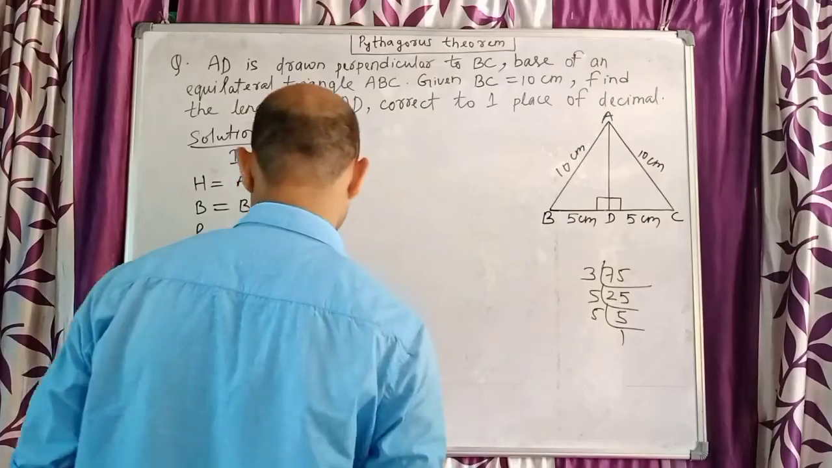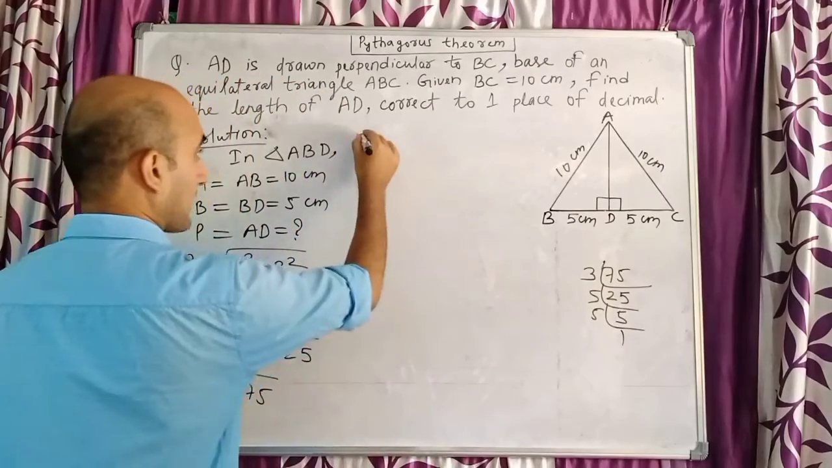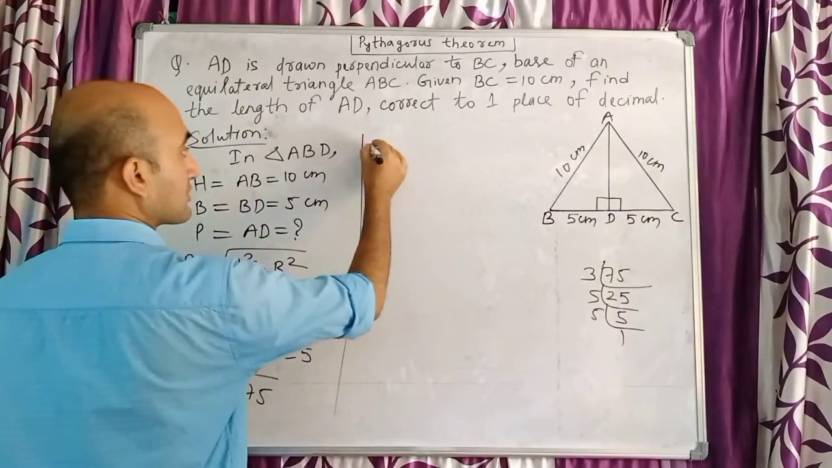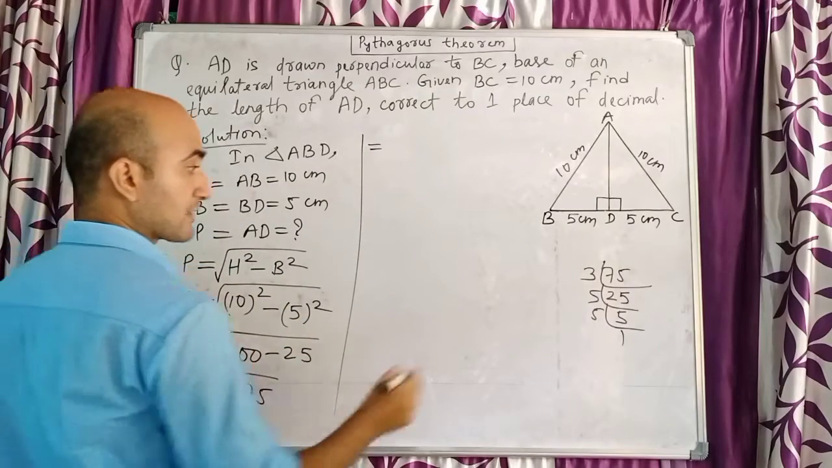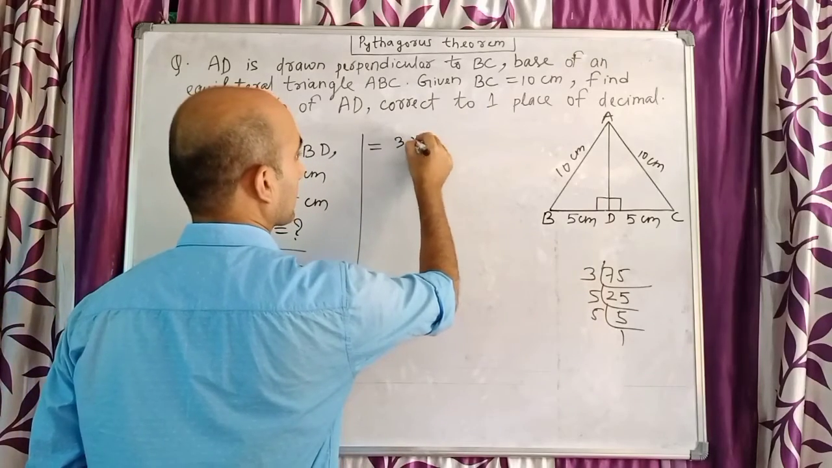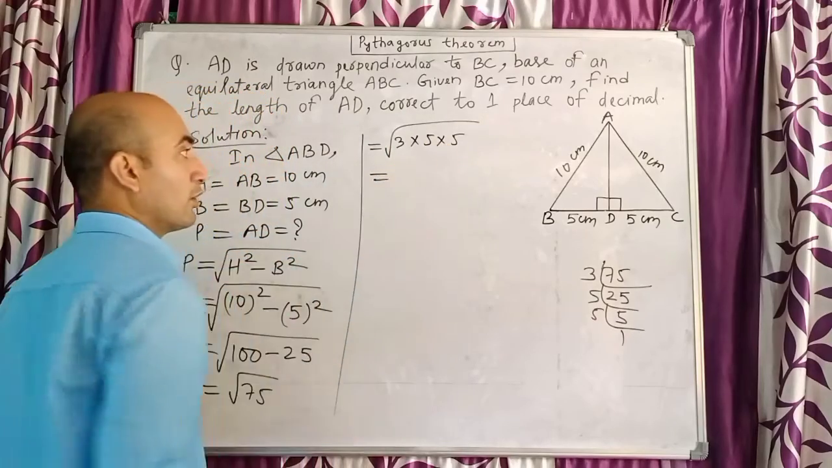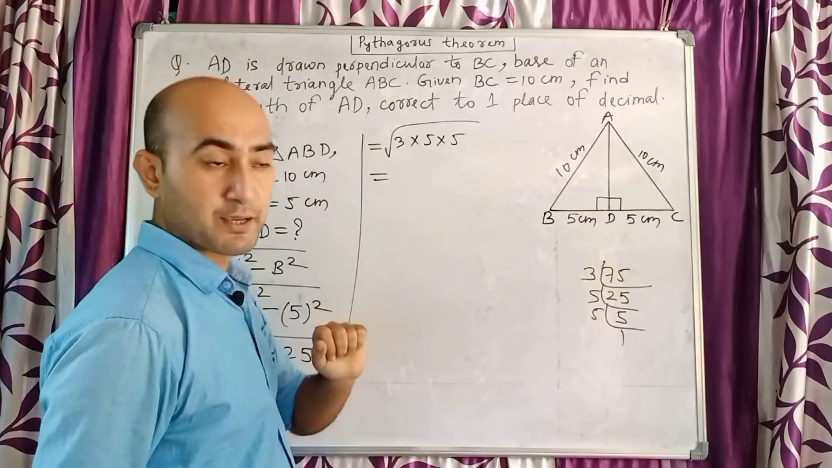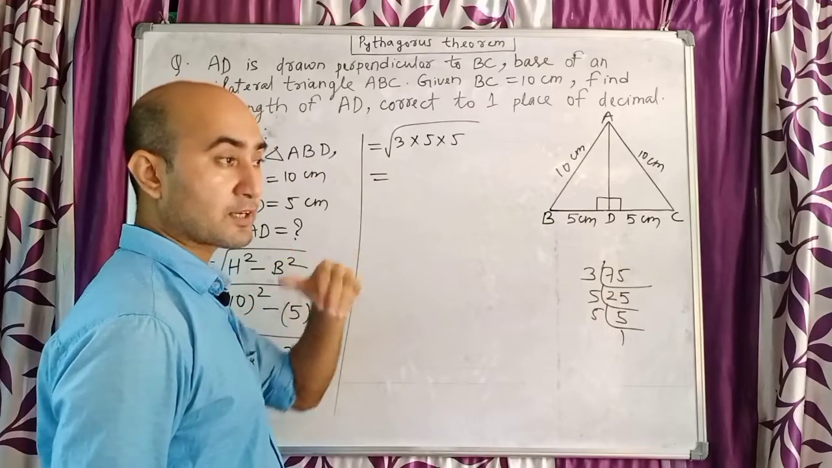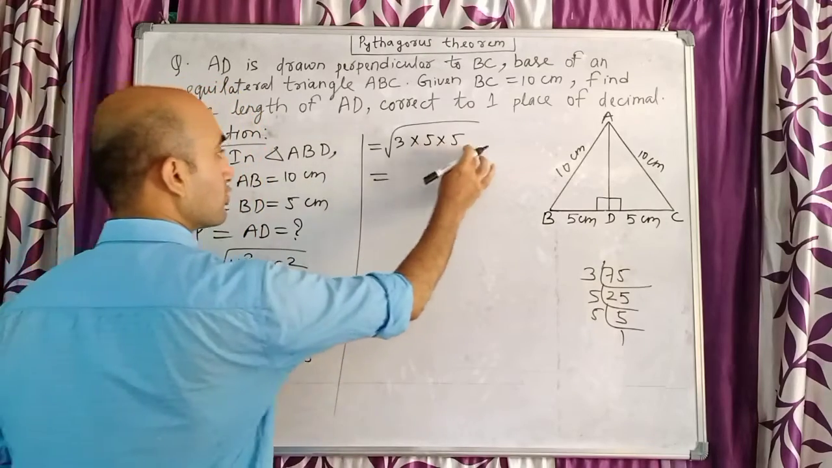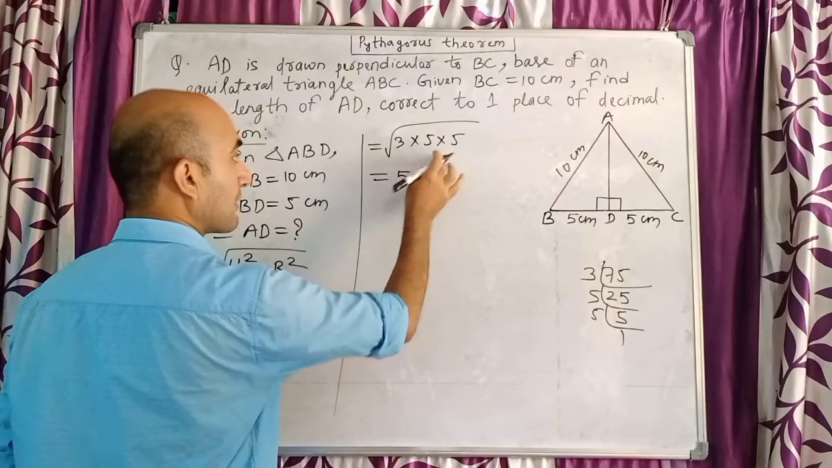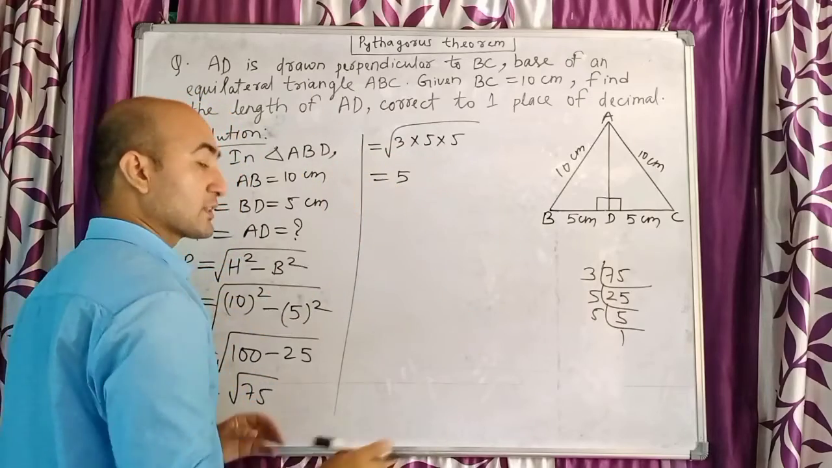This is our factorization. So what you do children here, I'll make a line and the remaining portion I will do here. Equal to root over 75, you write this way: 3 into 5 into 5, root over. Now you all know in the root over, if there is any pair of numbers, one number will come out and one number will vanish. So out of these two 5s, one 5 will come out and one 5 will vanish with the root over.